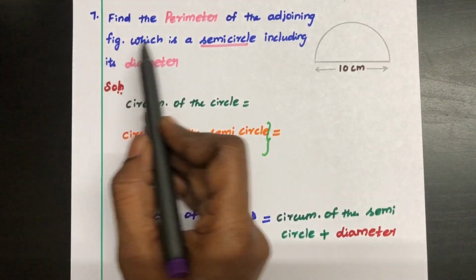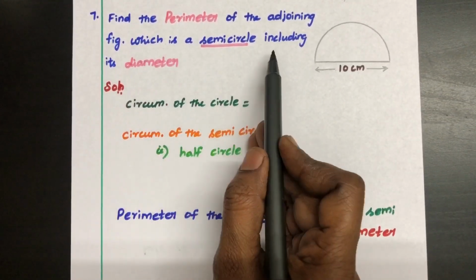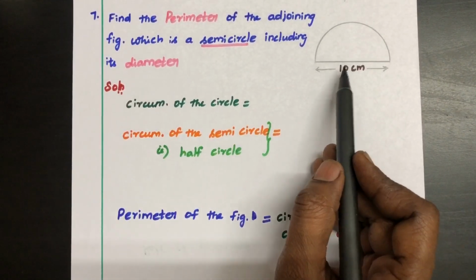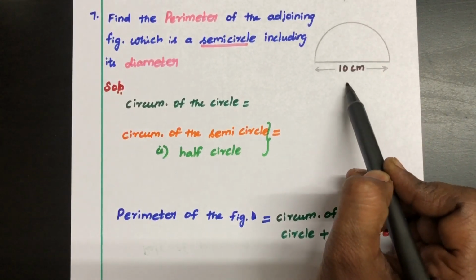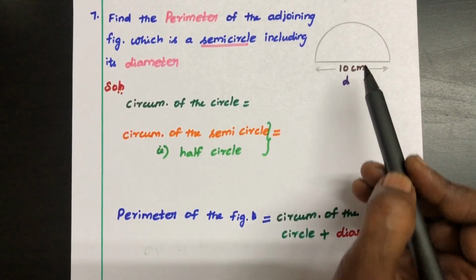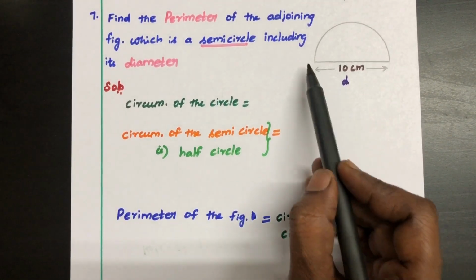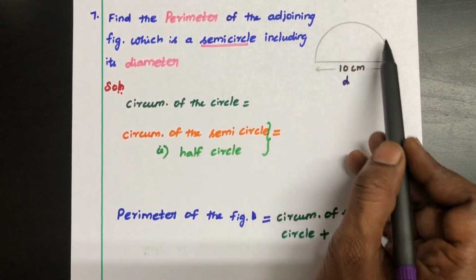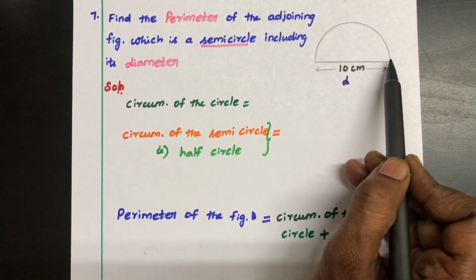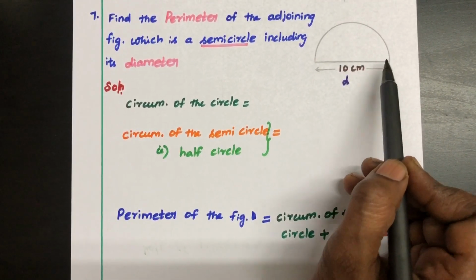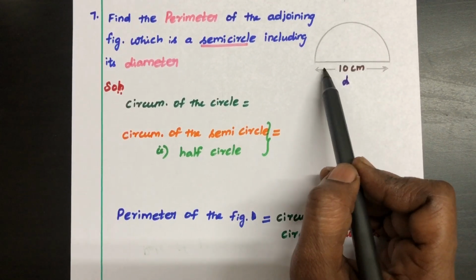Seventh question. Find the perimeter of the adjoining figure, which is a semicircle including its diameter. See, this is the semicircle including its diameter. Diameter is 10 centimeter. Now we are going to find the perimeter. Perimeter means the length of the boundary. So we need to include this half circle length and this diameter length. That is the perimeter of the adjoining figure.